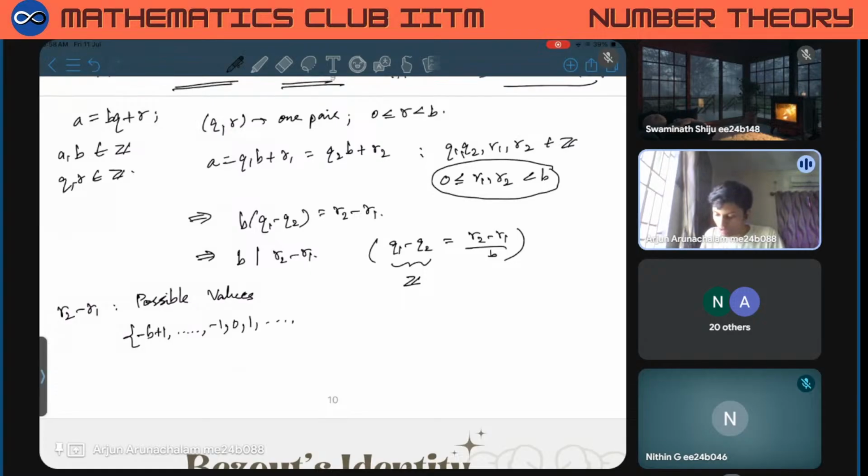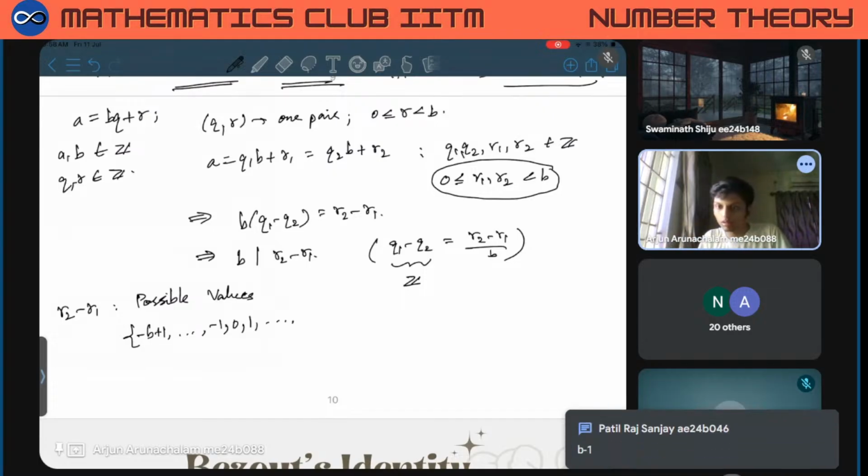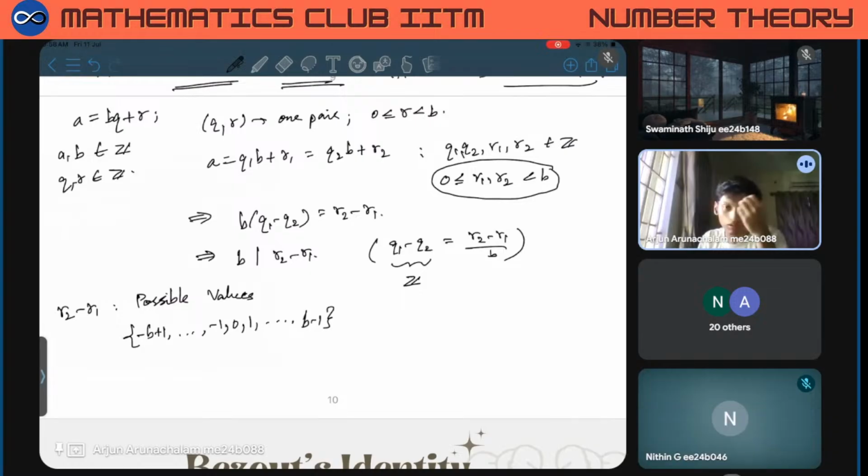So can anyone tell me what the maximum possible value in this set will be? What's the maximum possible value of r2 minus r1? Either put it in chat or just say it. b minus 1. Yes, that's correct. So the maximum possible value of r2 minus r1 is b minus 1.